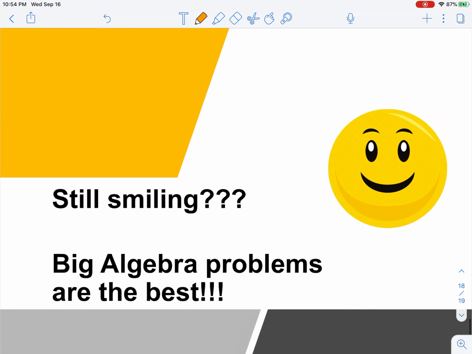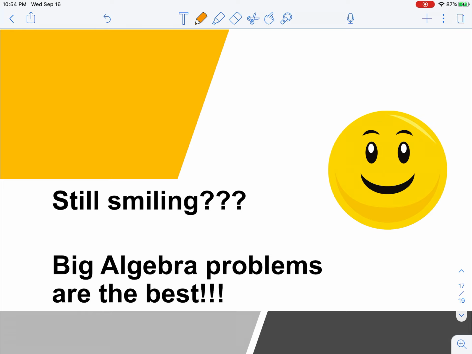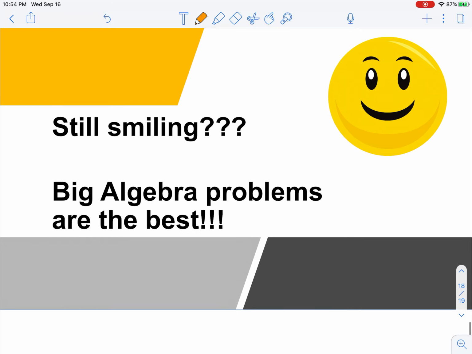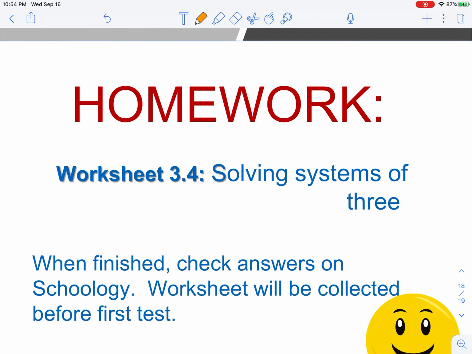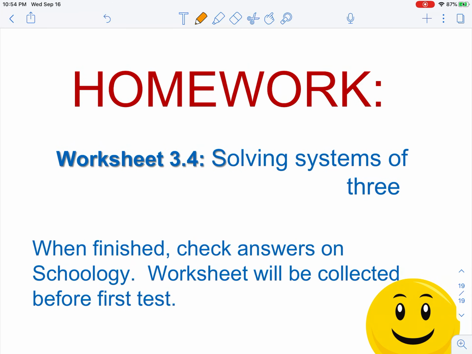Hey, that isn't easy. That's hard work, and they are big problems. What I'd like you to do is your worksheet 3.4. When you are finished, check the answers on Schoology and submit. I have found it best for you to submit PDFs. So scan or take a photo of a page of your worksheet and send it to me.